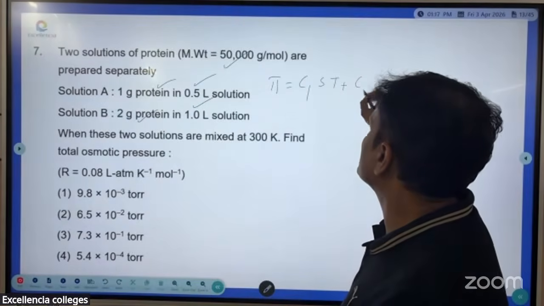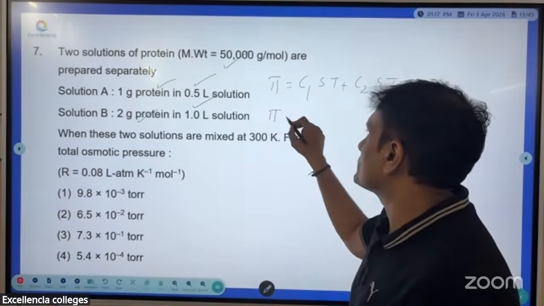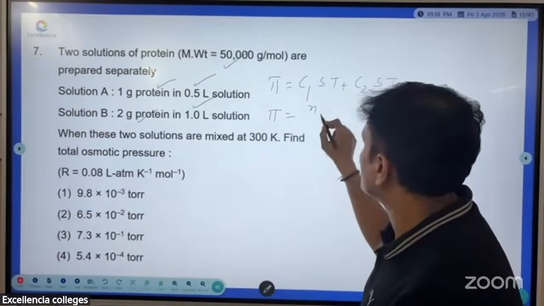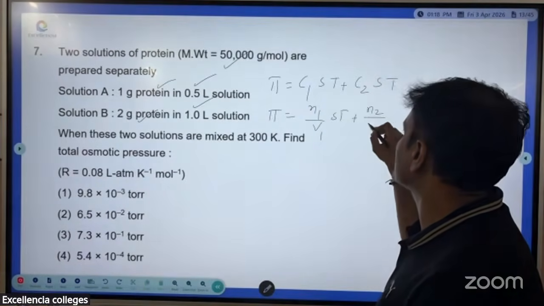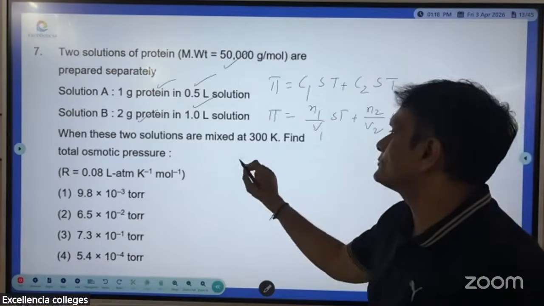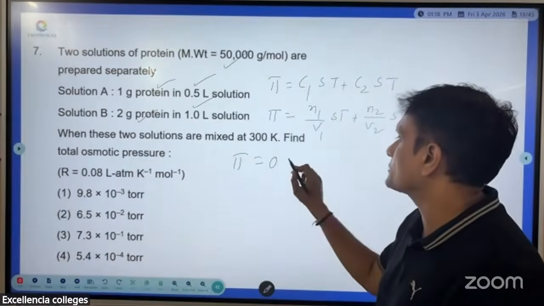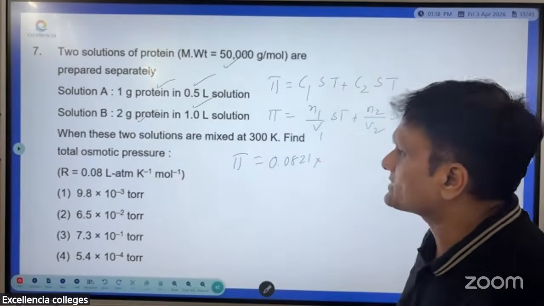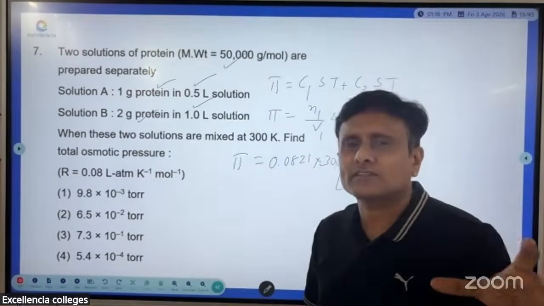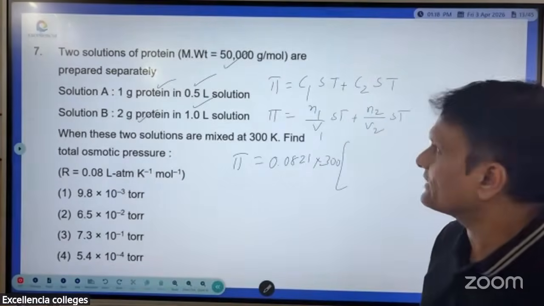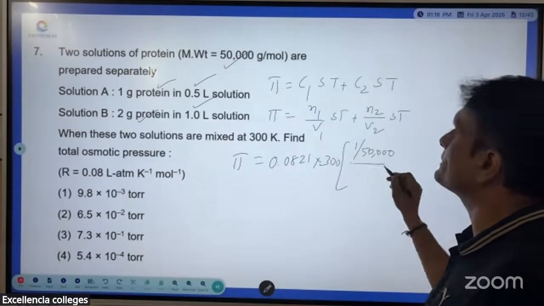CST plus CST. There are 2 solutions. So what is C? C stands for concentration, number of moles by volume into S into T, plus number of moles of the second by volume into S into T. All right. So total is turning out to be, if I take S into T common, you know the value of S, 0.0821. Temperature may be given in the question, 300 Kelvin, into number of moles. What does number of moles mean here? Weight by molecular weight. You can see 1 by 50,000, weight by molecular weight, divided by the volume.